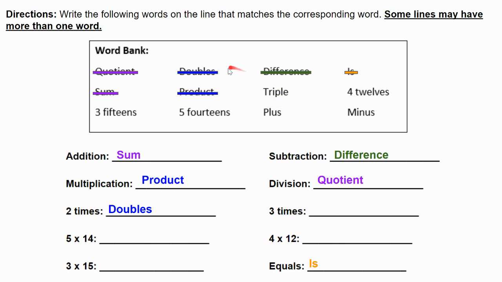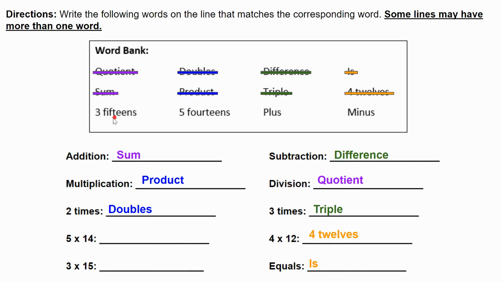Triple is similar to double. It's just instead of multiplying by 2, triple, we multiply by 3. So triple is what we're going to write on the line next to 3 times. When we have 4 12s, that means that we are multiplying 4 groups of 12. So we're going to be multiplying 4 times 12. On the line where it says 4 times 12, we're going to write 4 12s.